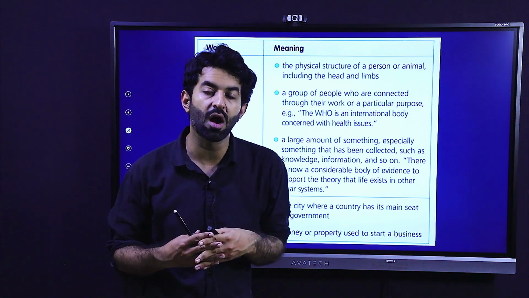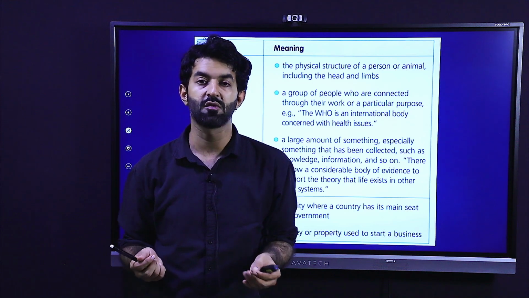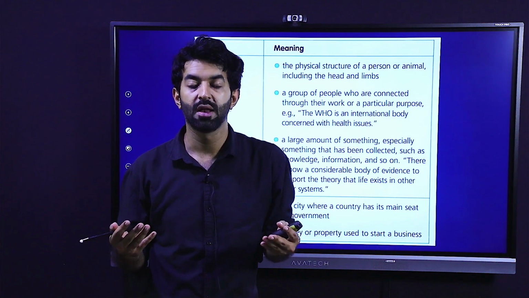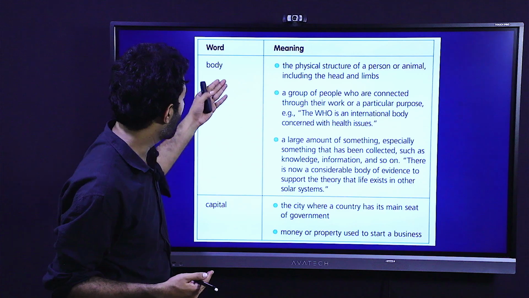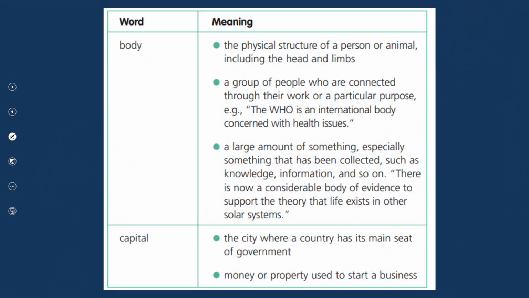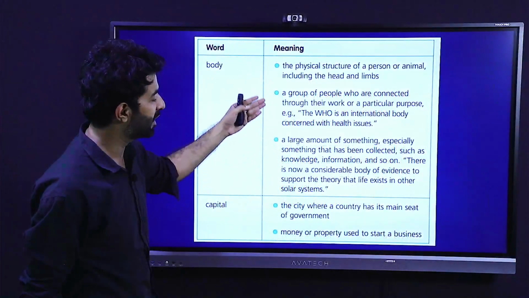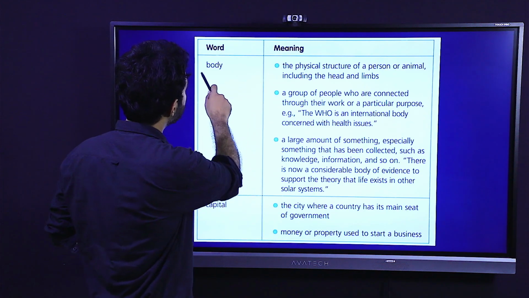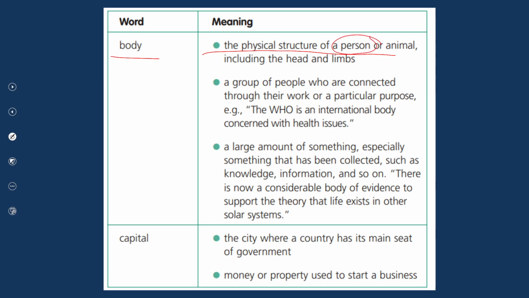So students, when we are referring to resource materials, we find different meanings of a word, let's say accumulate or body or capital. We find so many different, multiple meanings and definitions, and we have to choose according to the context. Body means the physical structure of a person or animal. But body also means a group of people who are connected through their work or particular purpose. The WHO is an international body concerned with health issues.